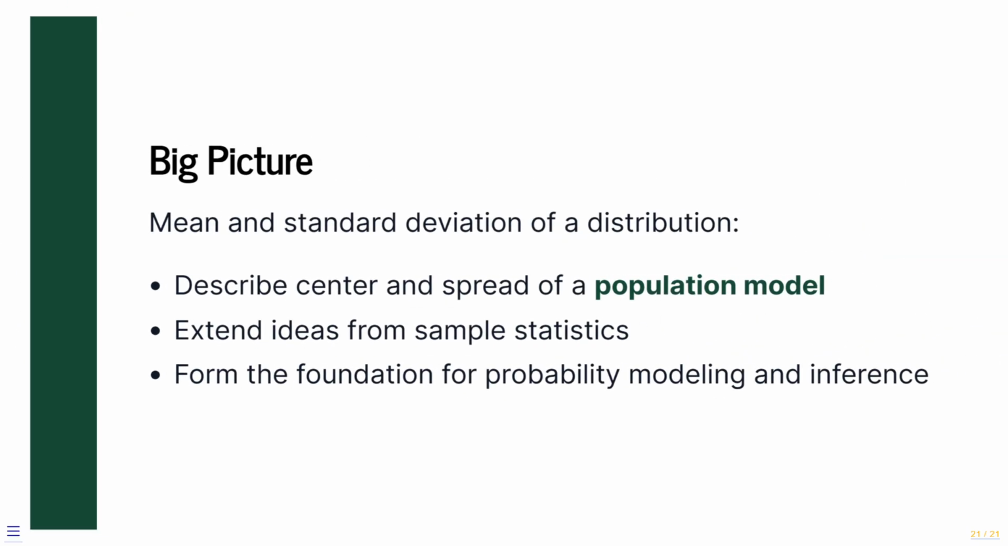The big picture is that expected value, variance, and standard deviation extend the ideas of center and spread from sampled data to probability distributions. They allow us to summarize entire random processes mathematically. These concepts form the foundation for much of probability and statistics, including prediction, risk analysis, and statistical inference. Understanding them helps us connect theoretical models to real-world variability.